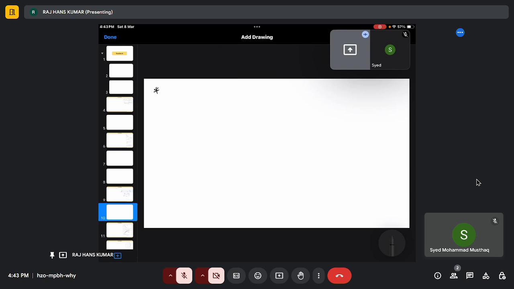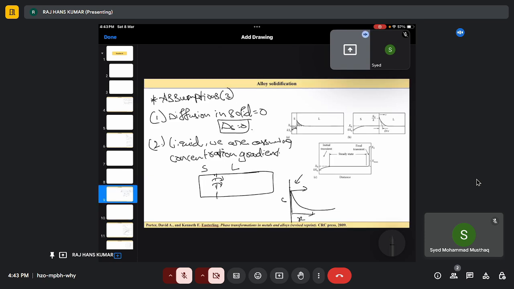So here there will be a rapid buildup. Right. There will be a buildup of solute in the liquid, and this is also known as initial transient.